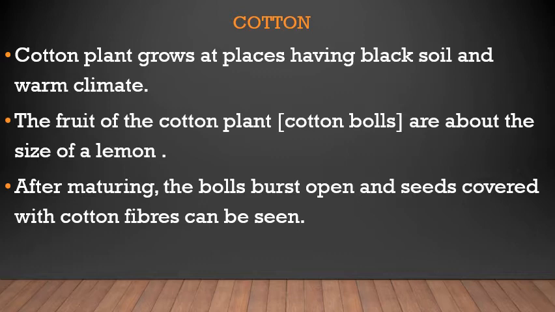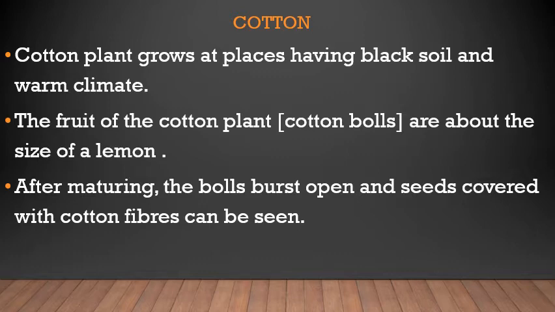Now, where does the cotton wool come from? Cotton grows in places with black soil. The field should have black soil. Usually it grows in black soil and warm climate. The climate should not be very hot or very cold. It should be warm. Warm means usually it is considered to be growing in the hot places only. Cotton plants are usually grown at places having black soil and warm climate.